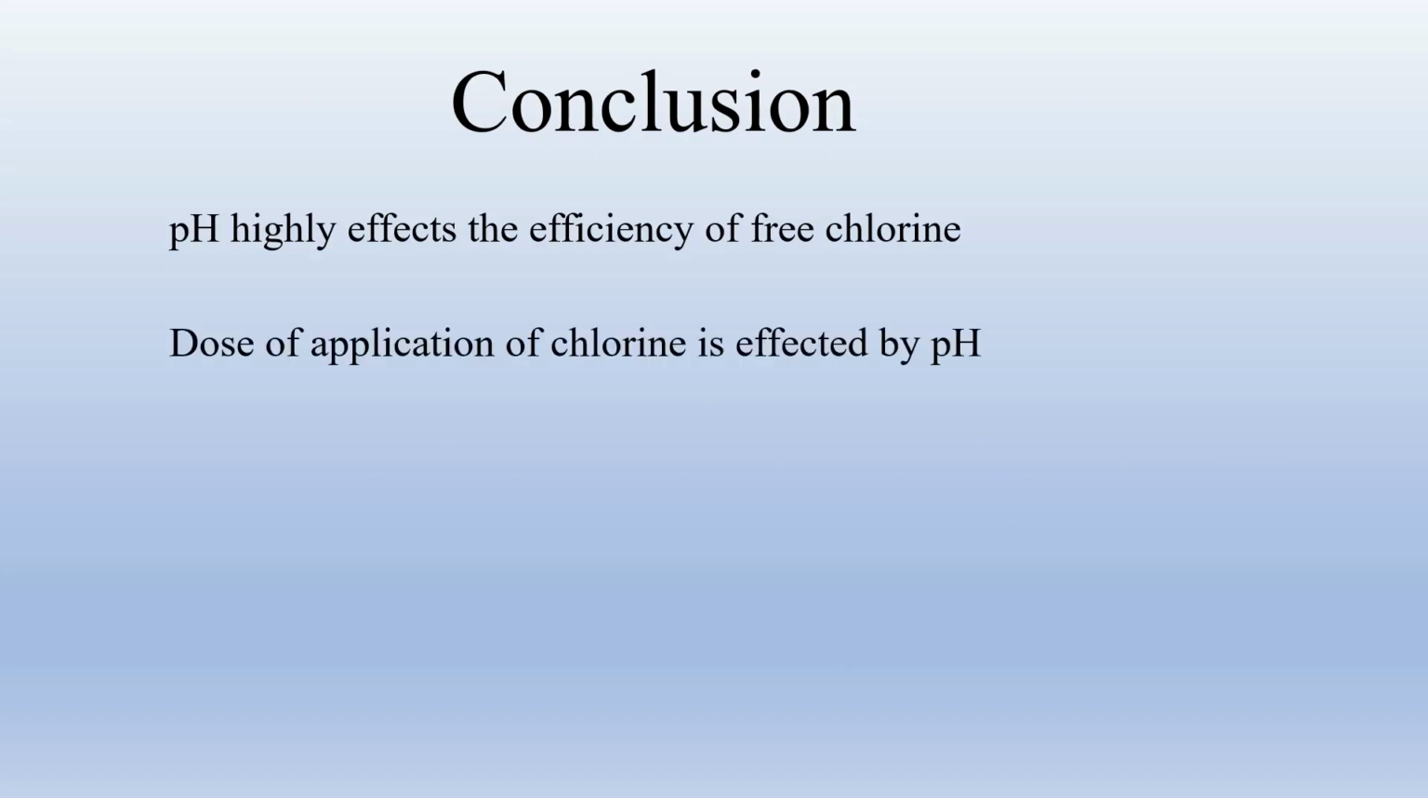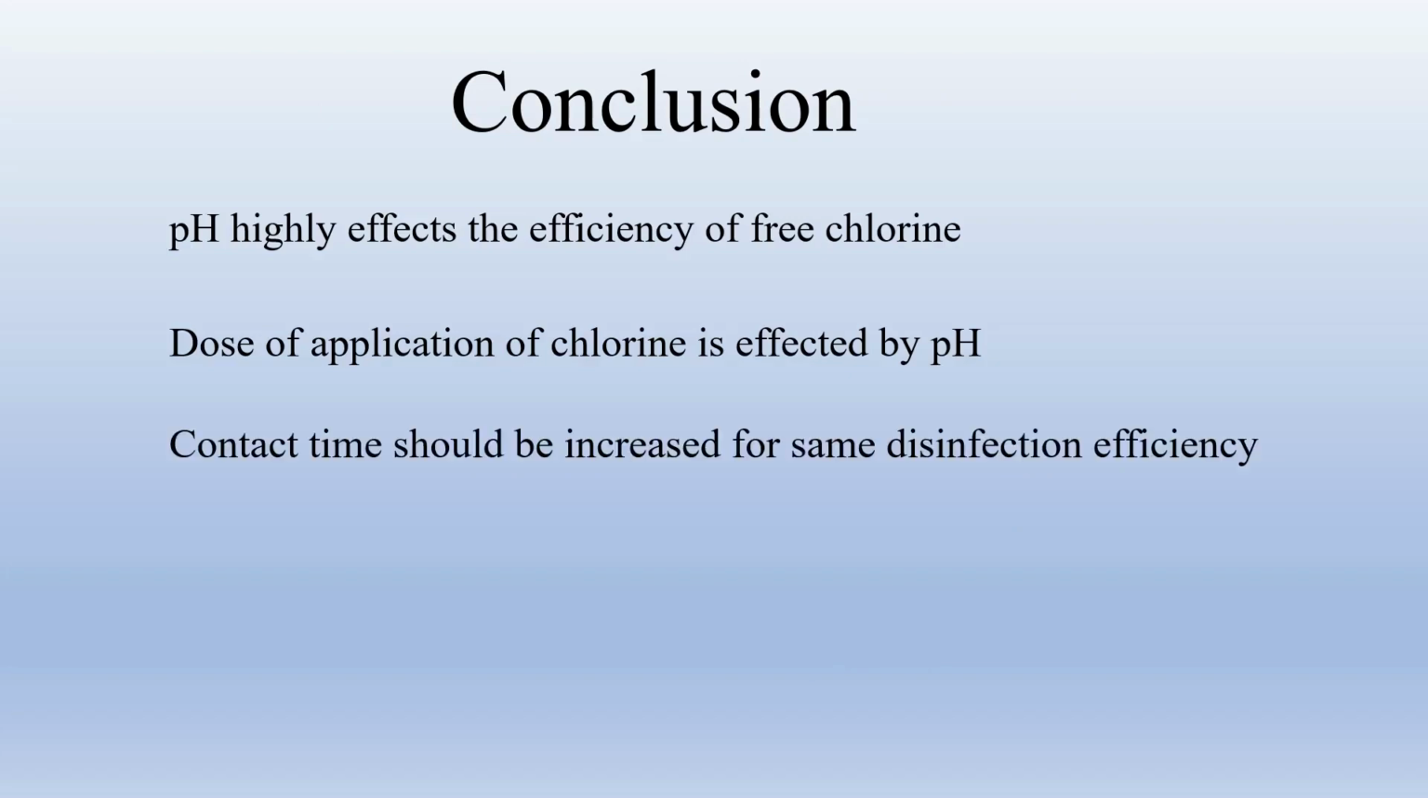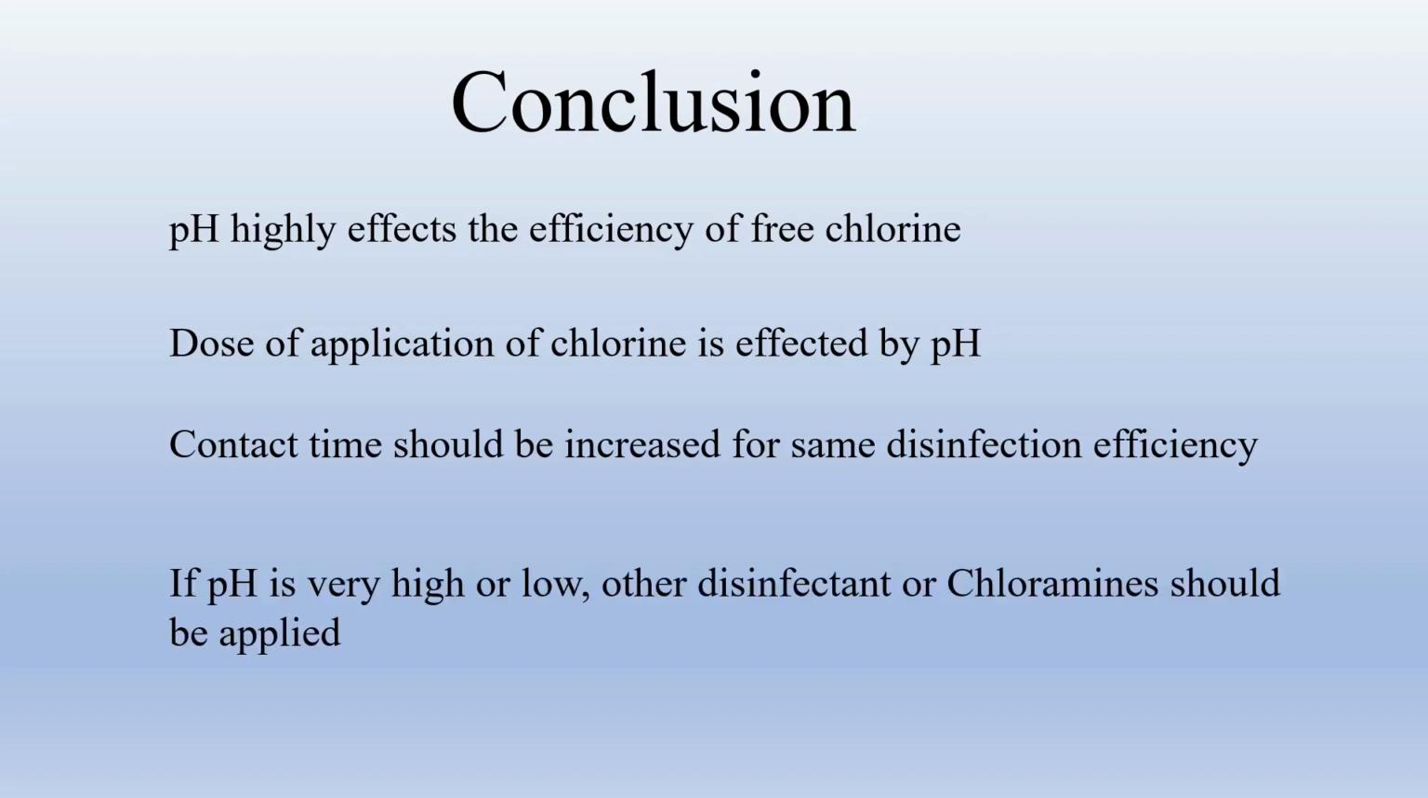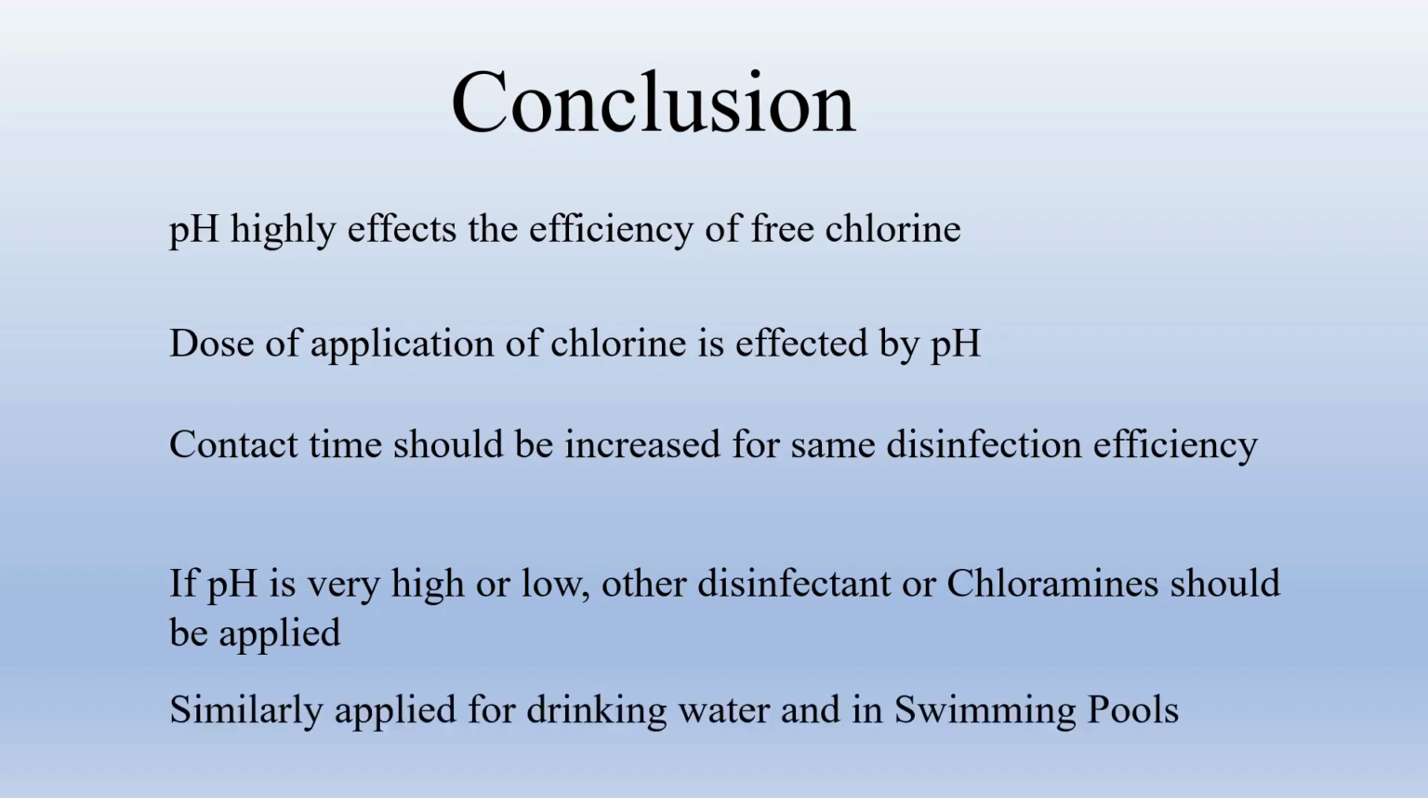In conclusion, the pH highly affects the efficiency of free chlorine. The dose of application of chlorine is highly affected by the pH. The contact time should be increased for the same disinfection efficiency. If the pH is very high or very low, other disinfection forms or chloramines will be applied.